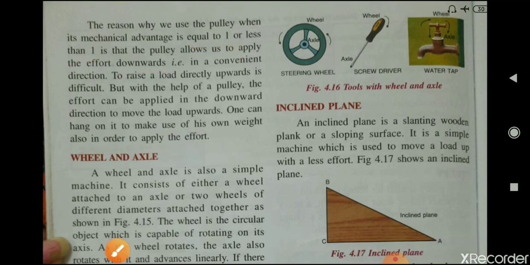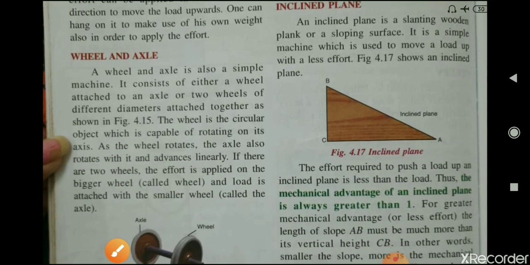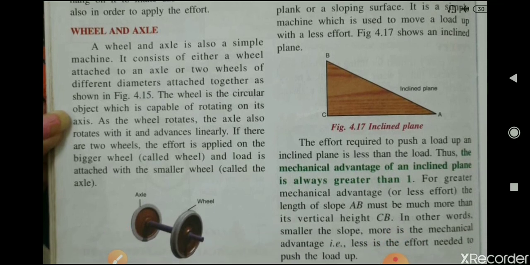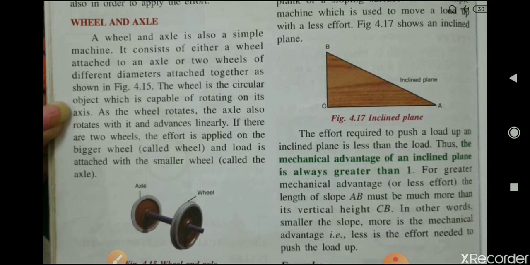Okay. Now wheel and axle. A wheel and axle is also a simple machine. It consists of either a wheel attached to an axle or two wheels of different diameters attached together, as you can see here in this figure. Okay, the wheel is a circular object which is capable of rotating on its own axis.